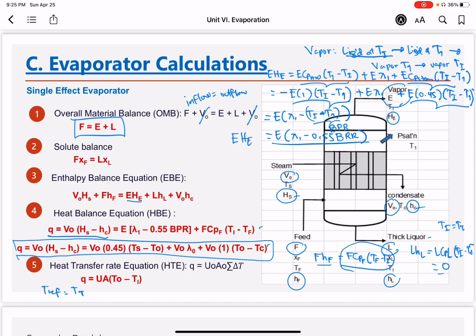And lastly, of course, you have your heat transfer equation, which is equivalent to Q equals UA times TO minus TI. Take note that this one, the second equation, is for the general case for steam that is superheated at TS, becoming saturated at TO, then saturated liquid at TO, and then subcooled at T sub C. Okay?